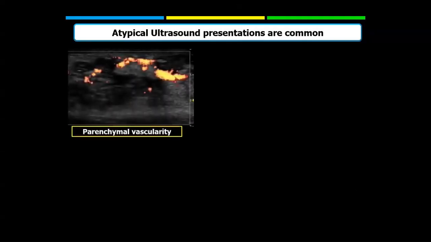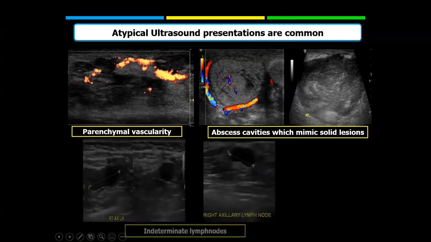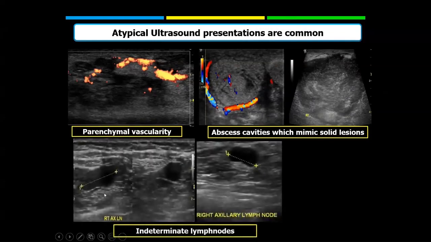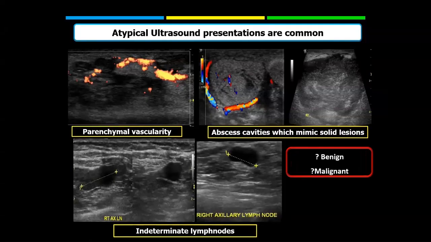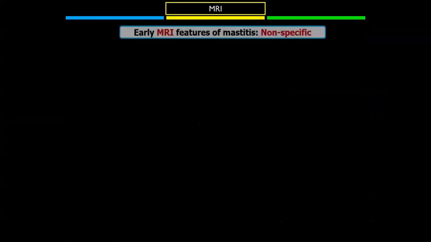But unfortunately, things are not always as straightforward as they appear to be. Sometimes we have atypical ultrasound presentations, like a parenchyma with increased vascularity. We might have abscess cavities, which might look exactly like solid mass lesions. And we might have axillary lymph nodes that look exactly like pathological infiltrated malignant nodes. In these cases, we fall into the dilemma of whether this is a benign or a malignant inflammatory condition, and in these cases only should we proceed to further imaging modalities.